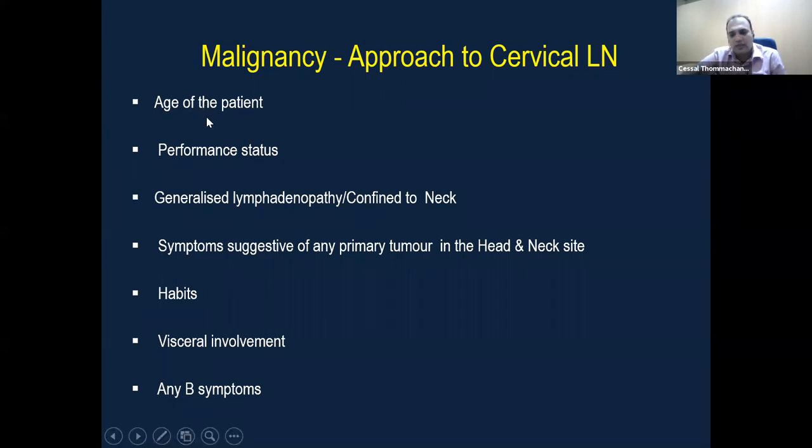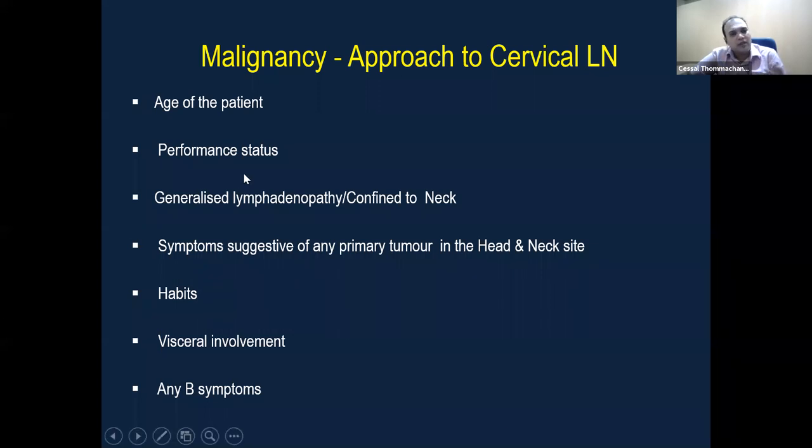Suppose a patient has a short history of lymphadenopathy, bleeding manifestations, or is looking sick, with infection, then you think more of an adult ALL. And Hodgkin's lymphoma has two peaks, between 10 and 20 and between 50 and 59. The same is applicable for carcinoma nasopharynx also. Both these diseases have two peaks. This is the age of the patient.